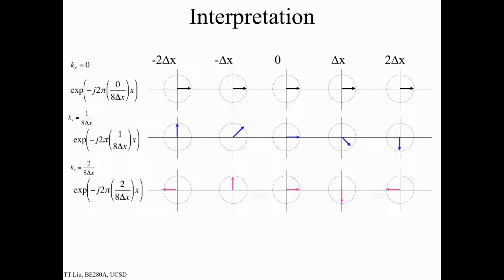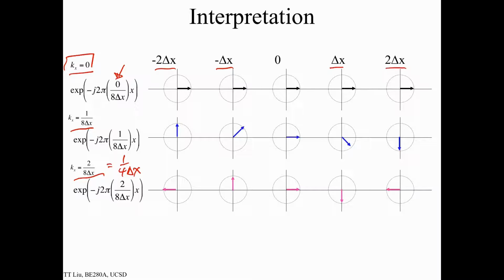Here we take another look at this. Now we're using more abstract coordinates of delta x, 2 delta x, minus delta x, and minus 2 delta x. And we're looking at three different spatial frequencies: kx equals 0, kx equals 1 over 8 delta x, and kx equals 2 over 8 delta x, or 1 over 4 delta x. Okay, so let's look at kx equals 0. Since this term is 0, the angle is always 0. And so we find that the phasors for this spatial frequency do not vary. This is a characteristic of kx equals 0, or being at what's called the center of k-space, which is that the phasor orientations do not vary at all.